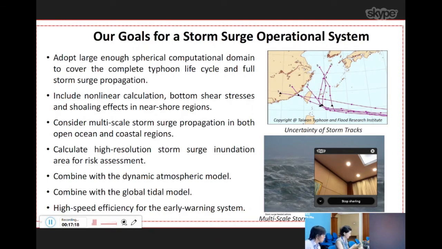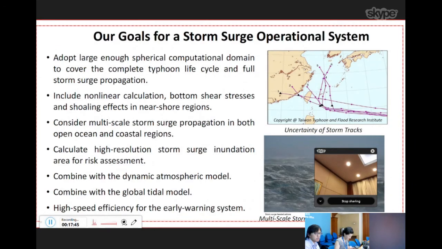So the governing equation we solve is the nonlinear shallow water equation, and we cover the wind shear stress and the pressure gradient terms to cover the storm surge propagation at different scales. And also we consider the bottom shear stress, so you can consider the interaction with the bottom. And also the moving boundary scheme can calculate the storm surge inundation in coastal regions.